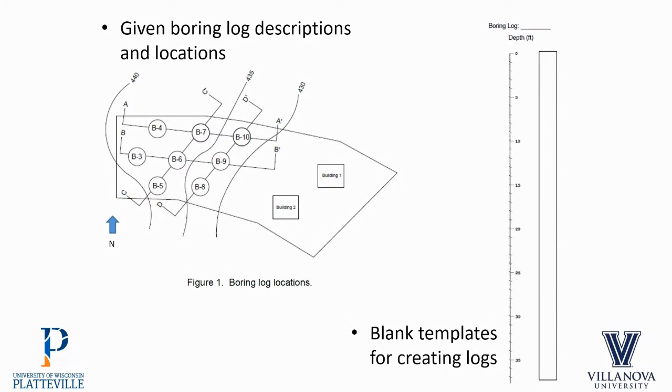This particular activity type is considered a jigsaw because students first evaluate the subset of given data in one group, and then they form a new group to share and combine everything they learned in order to complete the next task. So in this case, they're given information about the boring logs and also a blank template for creating the boring logs.